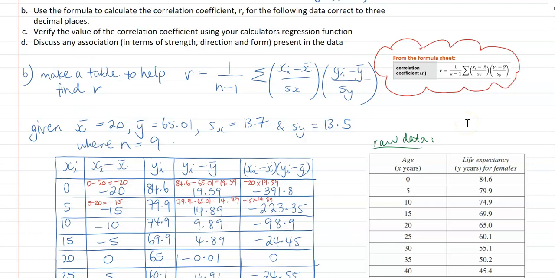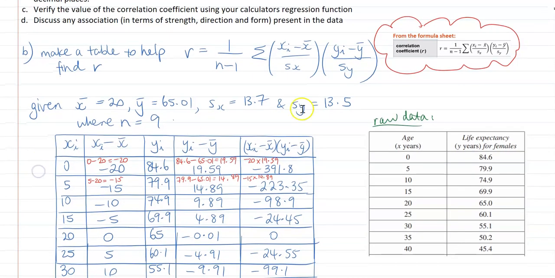Moving on to part B, this is where we get to use that super awesome formula from the formula sheet. The easiest way to deal with that formula is just to substitute everything that we can really simply into that final equation. To do that, the easiest way is to set up a table of values, which we can then use to find these parts of the formula, making the whole process a lot easier.